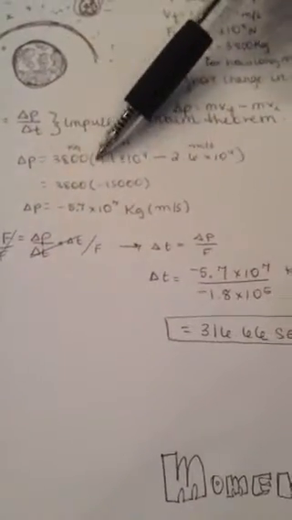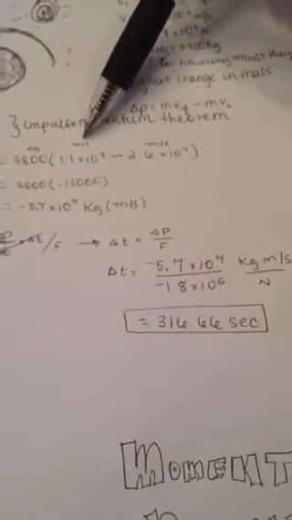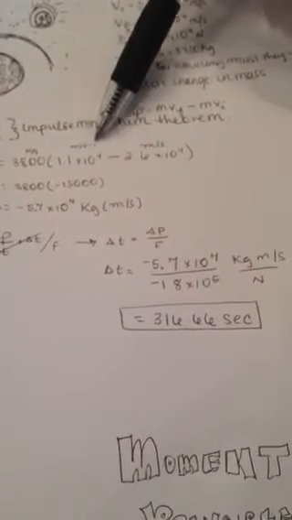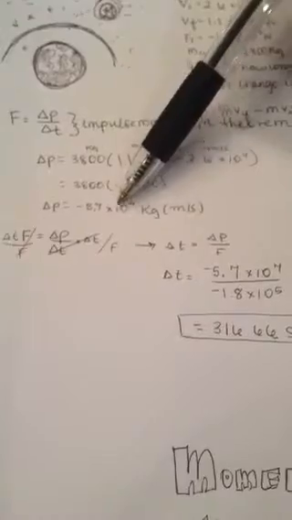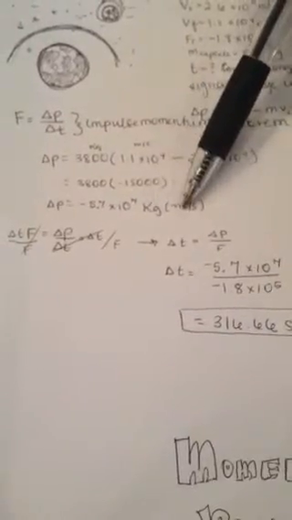So if we just plug in the values here, we know that the mass is 3,800 kilograms, and final velocity minus initial velocity. So we just plug this into the calculator, and we get negative 5.7 times 10 to the 7th kilogram meters per second, and that's the change in momentum.